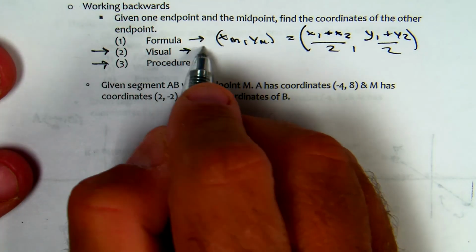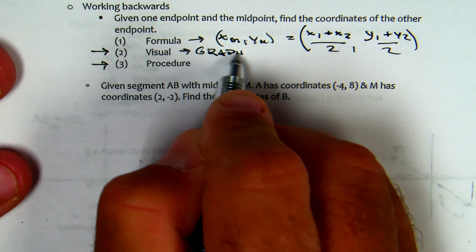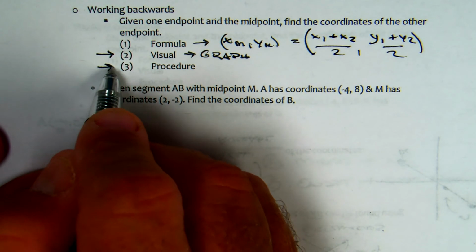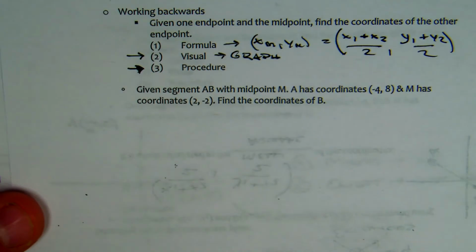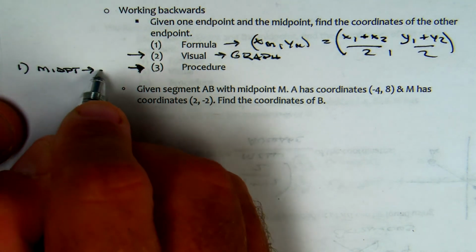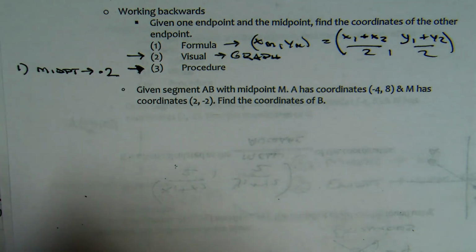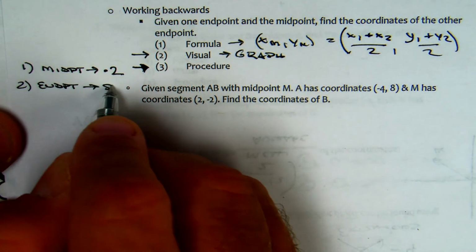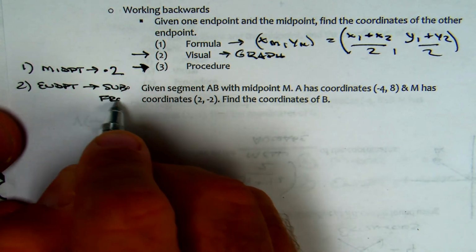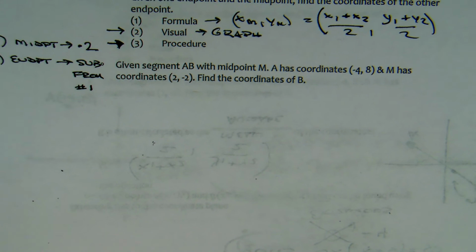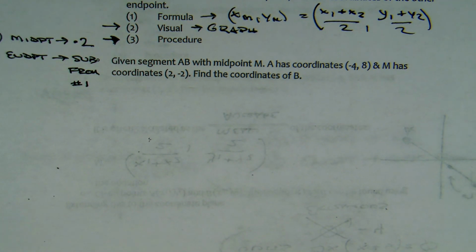The visual is you graph. So we're going to graph the points. When we do the procedure, that procedure is this. Number 1, take the coordinates of the midpoint and multiply by 2. The second part of that is you take the coordinates of the endpoint and subtract from number 1, whatever you get. Myself, I like the visual way. To me, it's the easiest way to do it, but not everybody's visual. So if you want, we'll go through both of them with this problem.